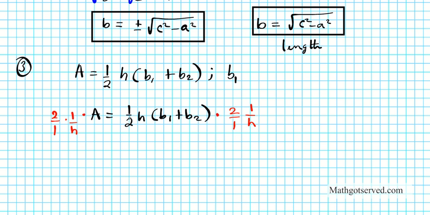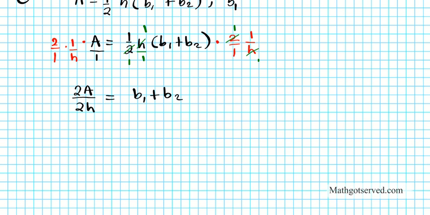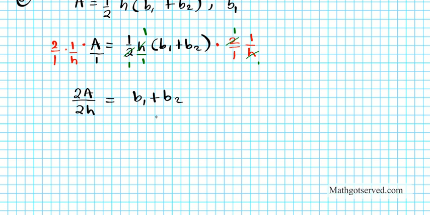So what is cancellation? See this 2 right here reduces with that to 1. And then this h upstairs here reduces with this h. It's as though there was a 1 under that h there, okay? So they have it all reduced out. On the left side, if we multiply everything together, let's put a 1 under the a. So we're going to have 2a over 2h equals b1 plus b2. I can drop the parentheses because I have nothing in front anymore, just 1, and the 1 does not do anything when multiplying. It's a multiplicative identity.